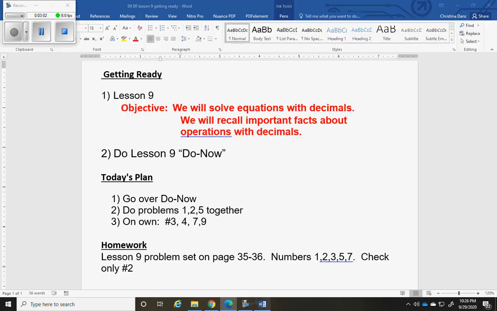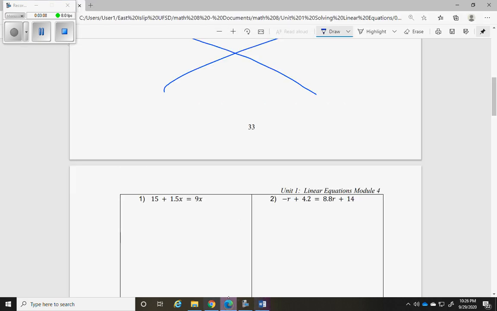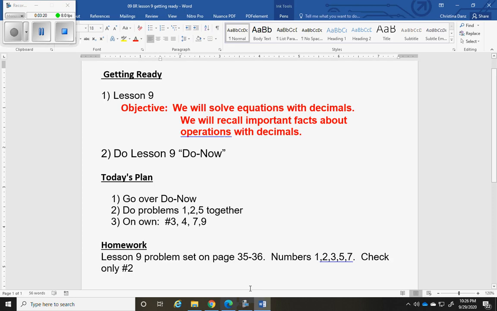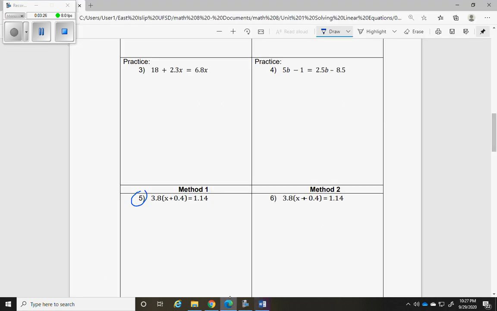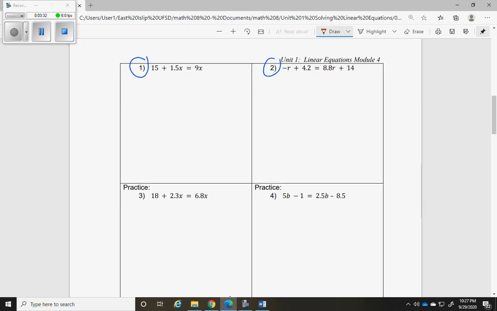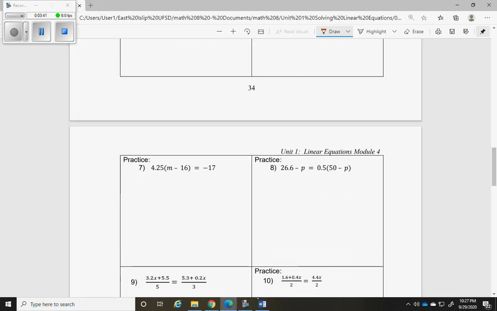So there were a couple of questions I wanted to do with you. 1, 2, and 5. So what I just circled in blue, we're going to do together. Then on your own, I want you to do 3, 4, 7, and 9. Just change color. 3, 4, 7, and 9. Is that what I said? 3, 4, I gotta look. 7 and 9, yeah.